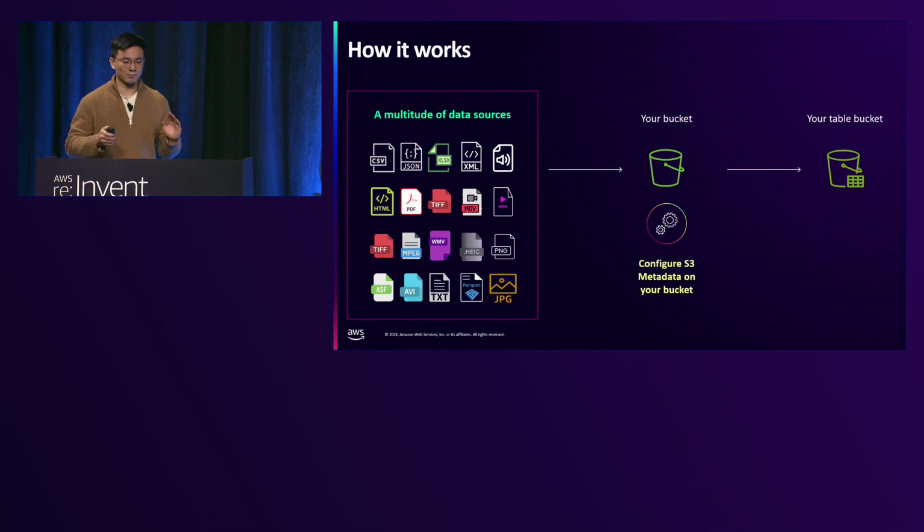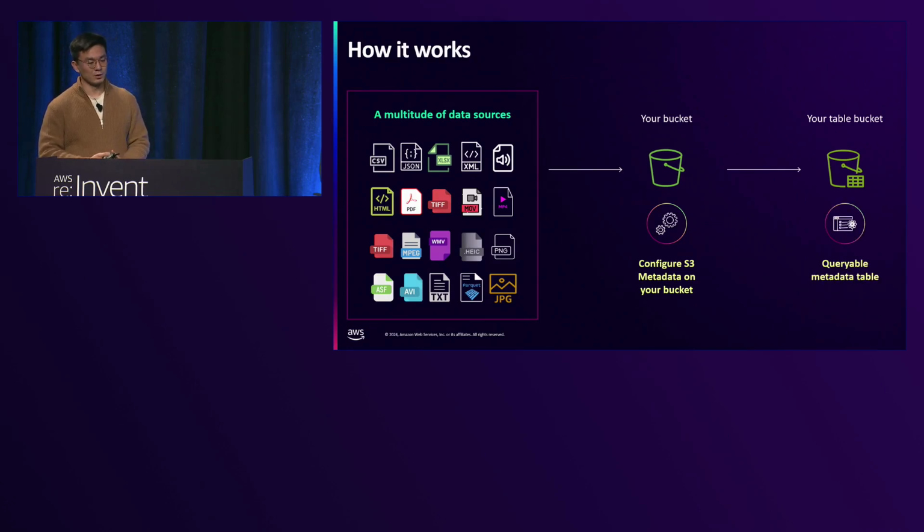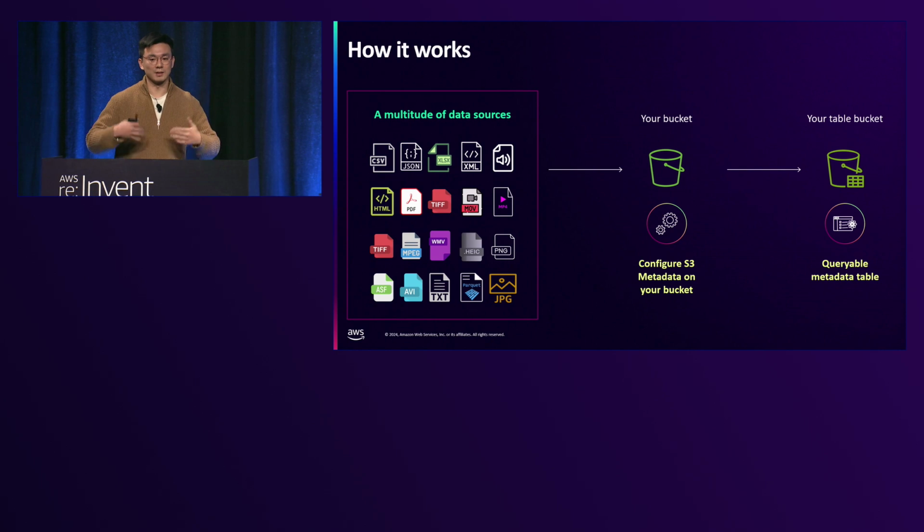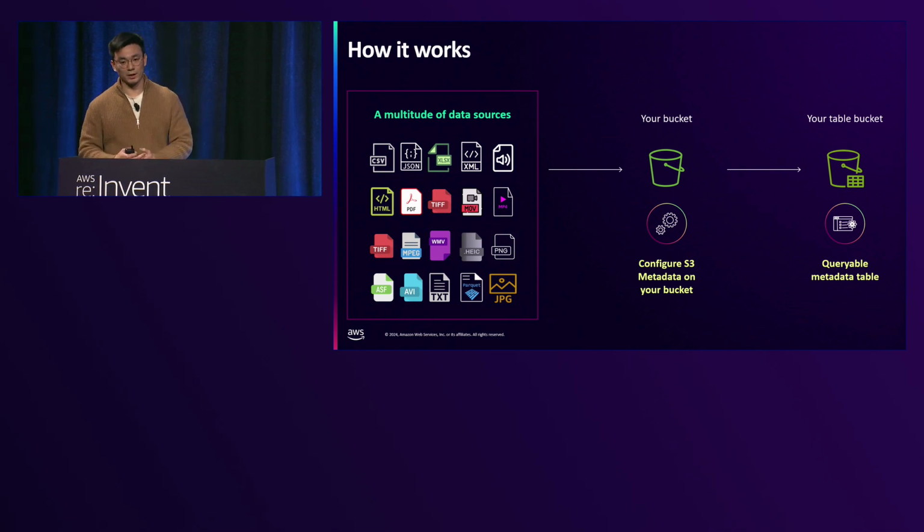We'll show a demo, but this is really easy to do. You can do it with either a single API call or a couple of clicks in the AWS console. You basically just specify which table bucket will host the metadata table, and also how to name that table. Once that configuration is active, we'll start producing this table and filling it up with metadata as changes land in your bucket.